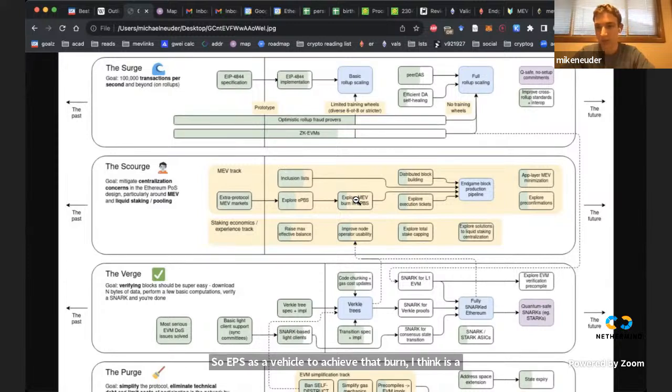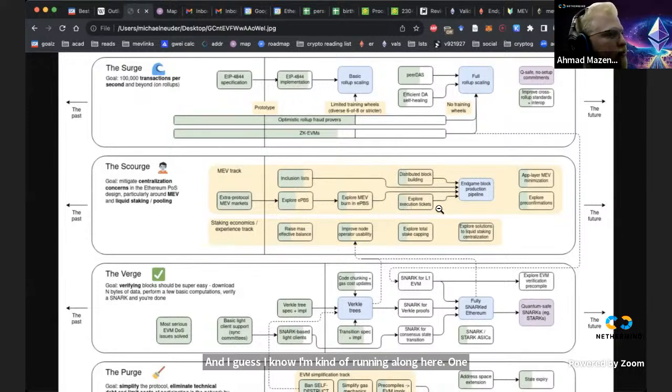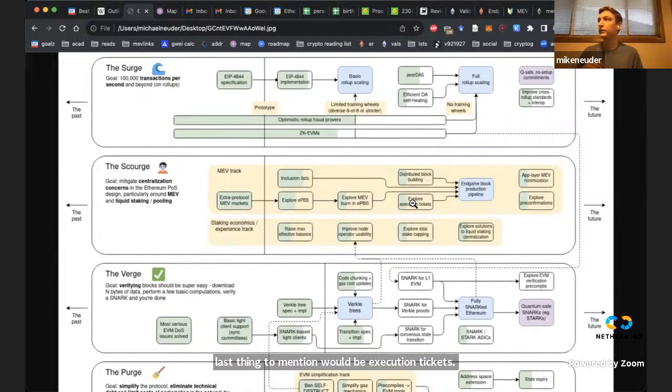And I know I'm running long here. One last thing to mention would be execution tickets. It's described here, and that's another iteration of EPBS that looks slightly different, because it allows proposers to be completely removed from the block production pipeline altogether, and the protocol itself sells block space to builders. The protocol is selling some amount of block space into the future for builders to bid and compete and auction for.